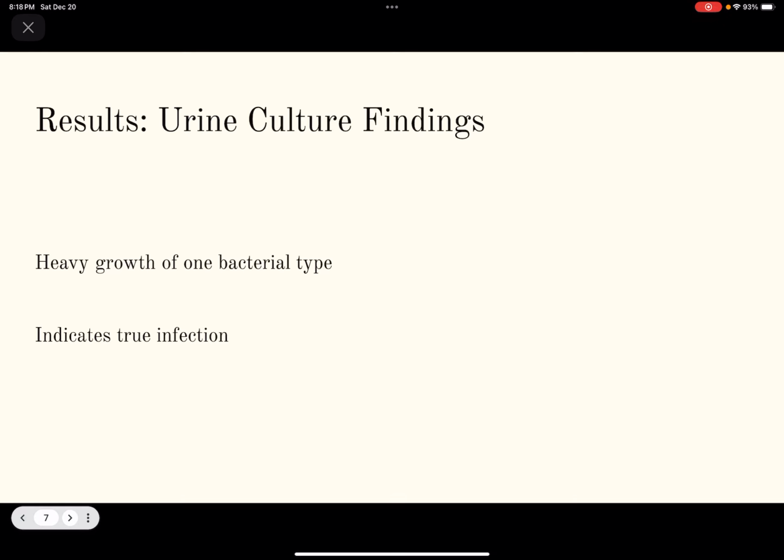The results. After incubation, the urine culture showed heavy growth of one type of bacteria. This suggests a true infection rather than contamination. Seeing only one main type of bacteria helped narrow down the identification of the bacteria.